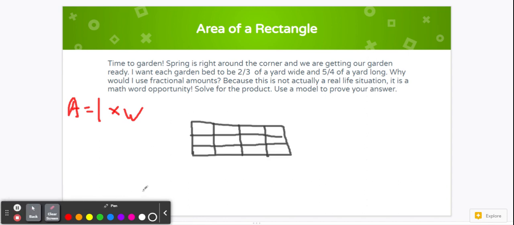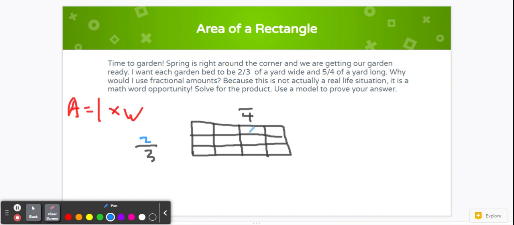All right, so I've got my area model here and I've split it up into thirds in my rows. So I have 3 rows representing 3 as a denominator. And then I have it in 4 columns, which represents 4 as my denominator, right? We've got to split it up into the right amount of pieces. Well, to show 2/3, I would shade in.